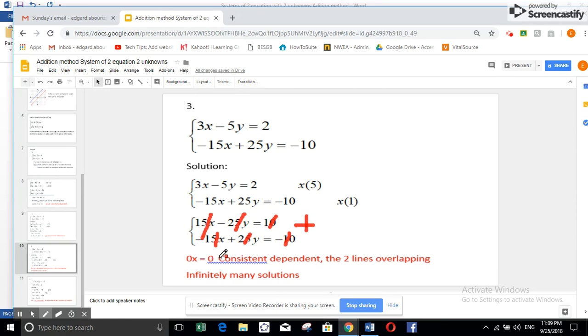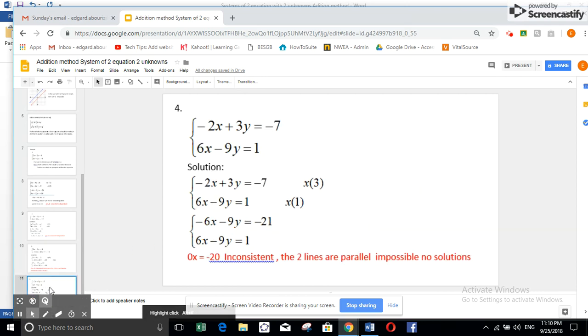As we said before, when 0 equals 0, this is called consistent dependent. The two lines are the same. Line L1 is the same as line L2. We say that the two lines are overlapping, and I have infinitely many solutions. Every point on that line is a solution.